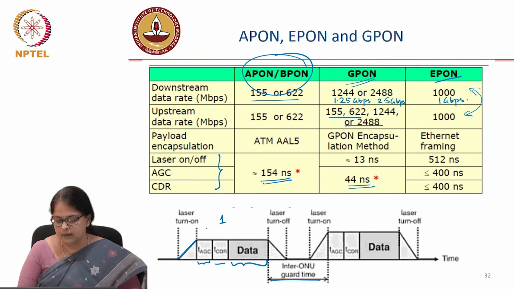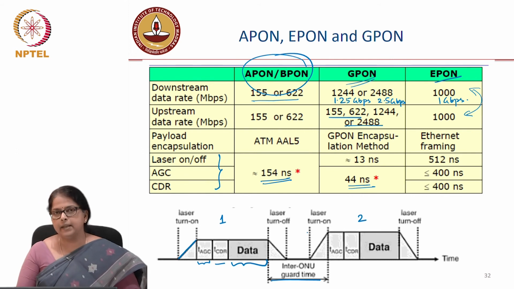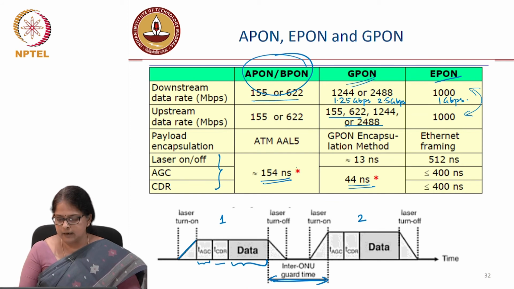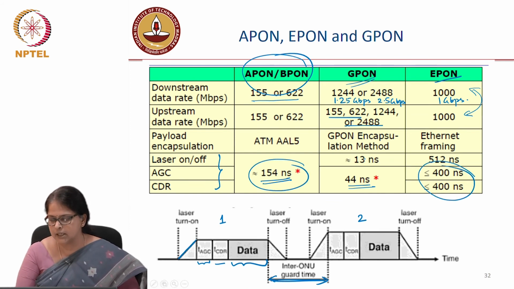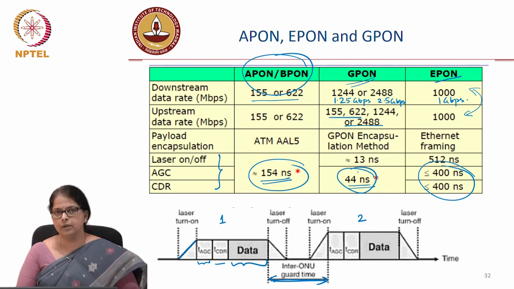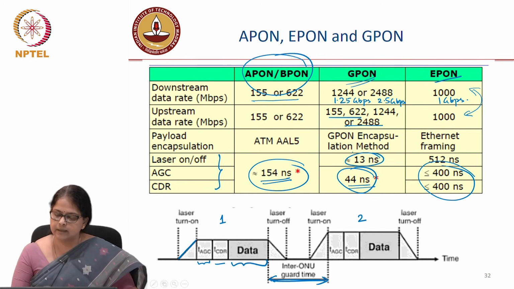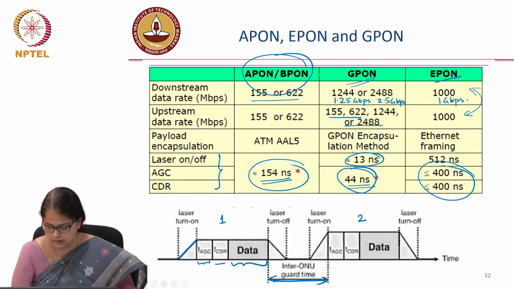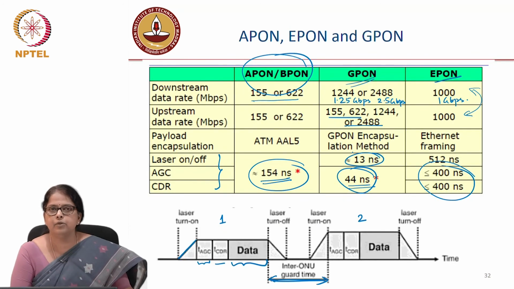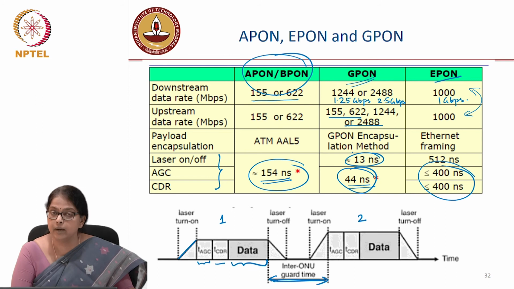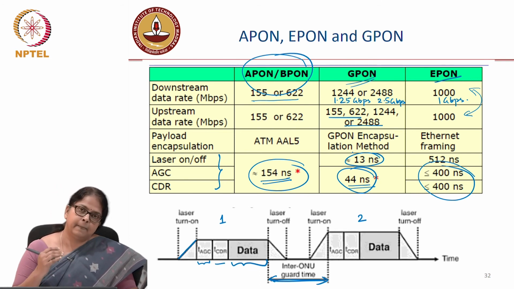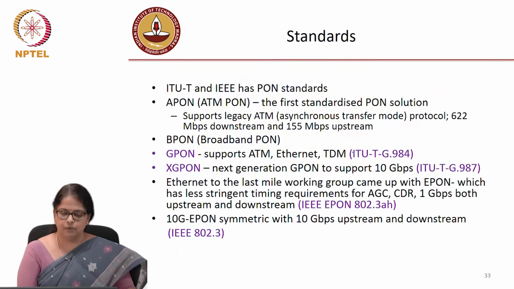So, this was the packet from ONU 1, this is the packet from ONU 2, and between them is the inter-ONU guard time. The inter-ONU guard time is the largest in EPON. It's very strict in the case of GPON. The laser on and off time is supposed to be very small in GPON, which means the hardware required to implement GPON is going to be much faster, and that makes it a little more expensive also.